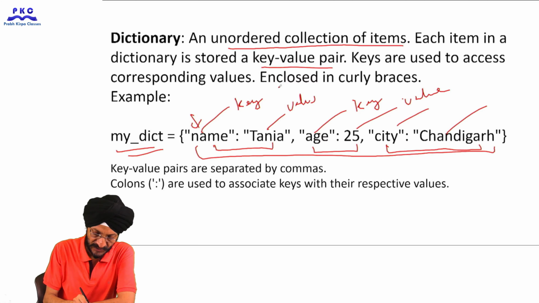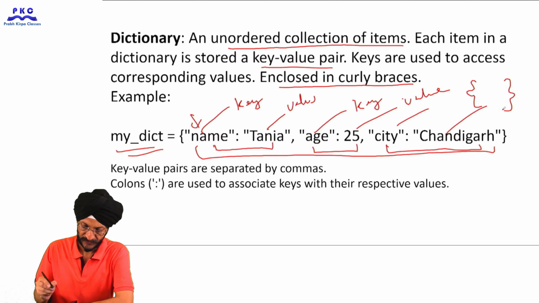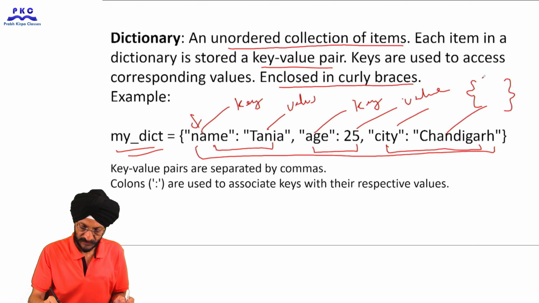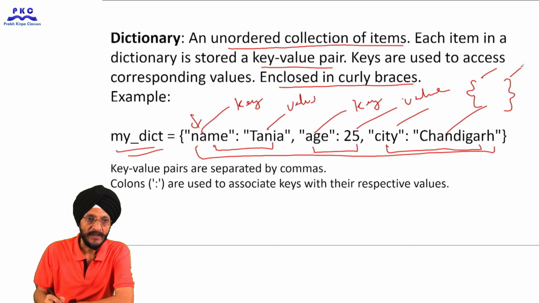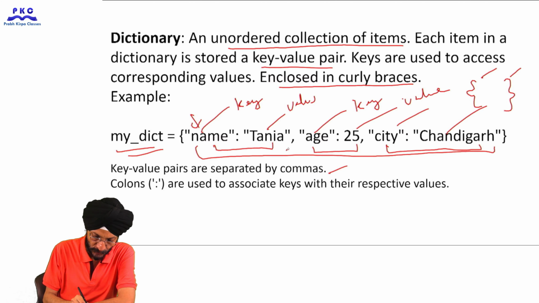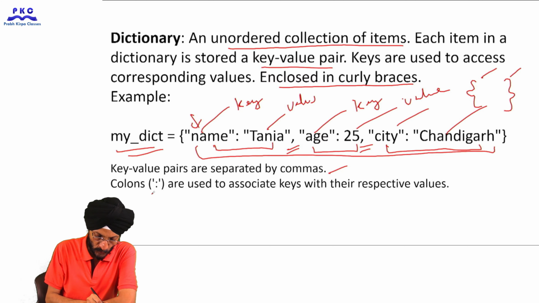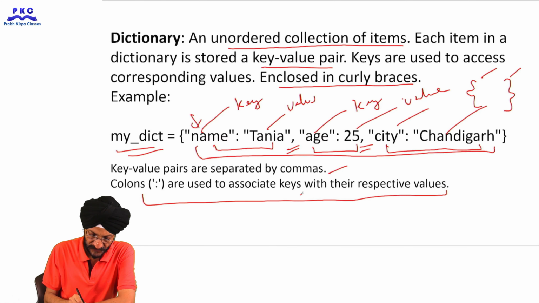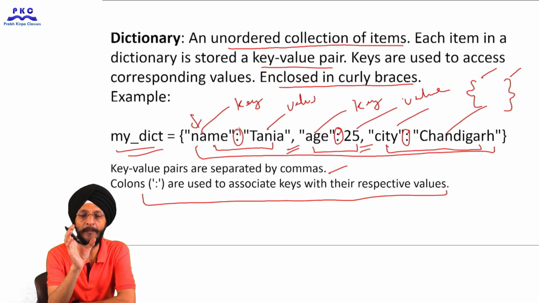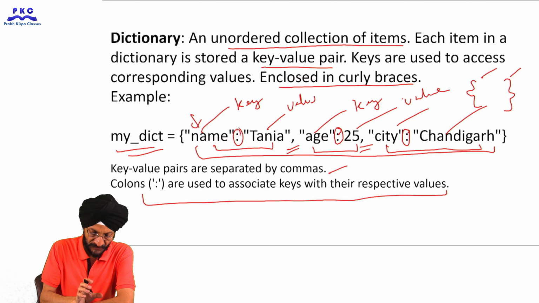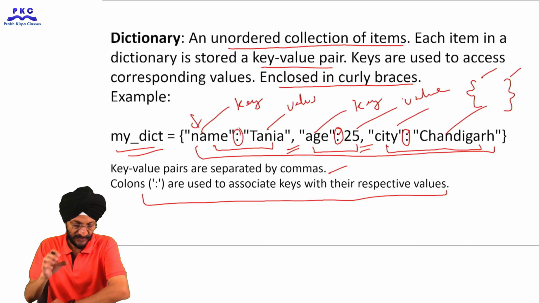Key value items are enclosed in curly braces, such type of curly braces. These are used to enclose the items. Key value pairs are separated by commas. Here you can see commas in between the items. Colons are used to associate keys with their respective values. Here you can see these colons, used between key and value for each item in the dictionary.